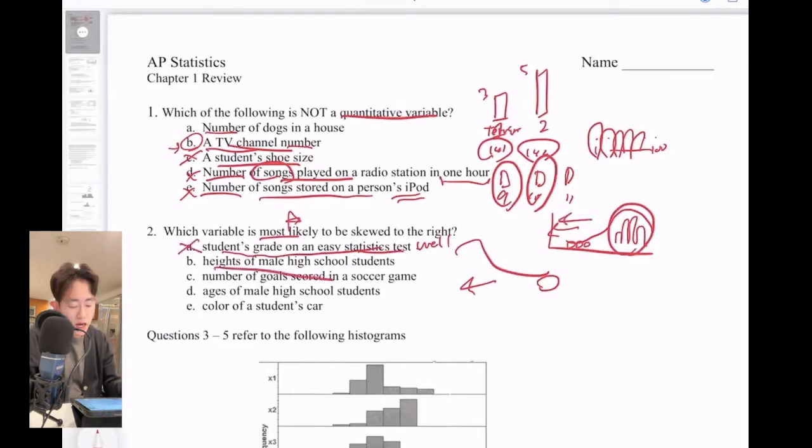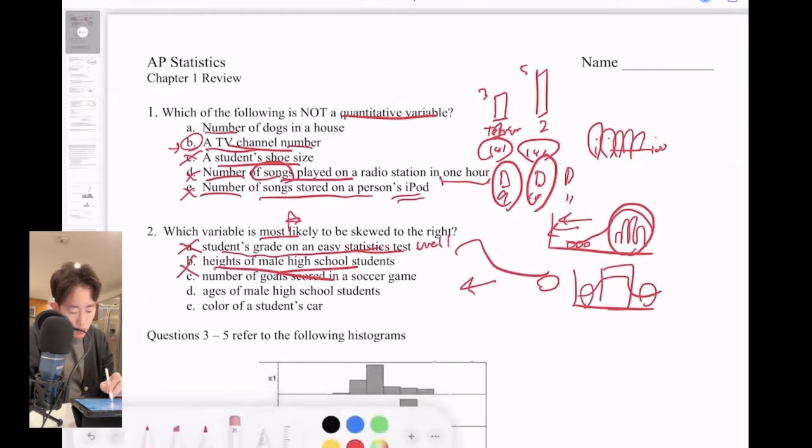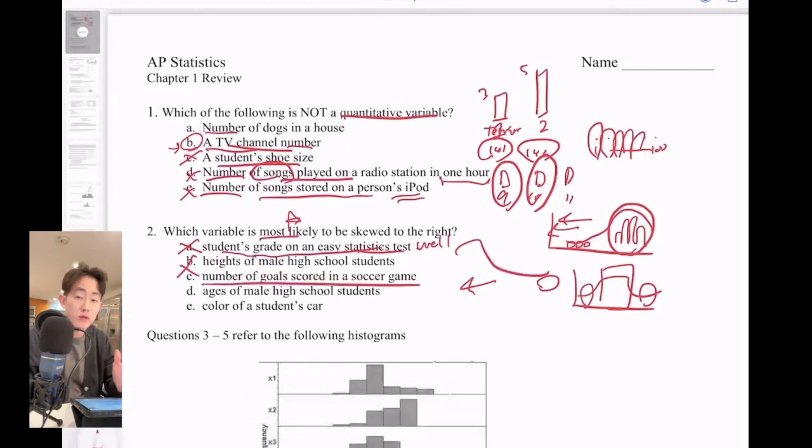Heights of male high school students. Now, heights of male high school students should be roughly symmetrical. There are a few on the low end, a few on the high end, but the vast majority of male heights should fall around the average. So that's roughly symmetrical. Number of goals scored in a soccer game. If you've ever played soccer before, it's very hard to score more than a couple of goals per game. So a lot of games will have around 1, 2, 3 goals. Let's say there's a game where you just dominate and score like, I don't know, 9 or 10 goals.